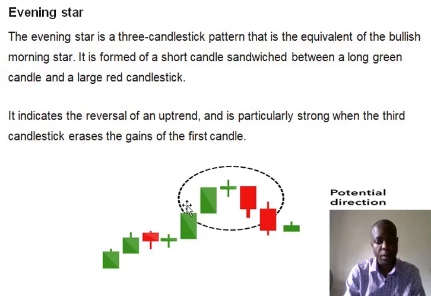You see this signals downtrend. As you can see, a long green, a short candle in between, and a long red. We call it the evening star. This signals a downtrend, as you can see.